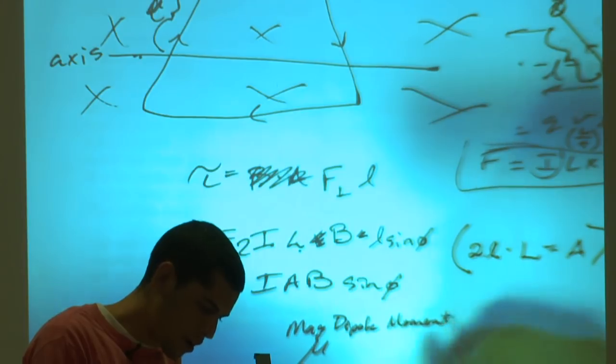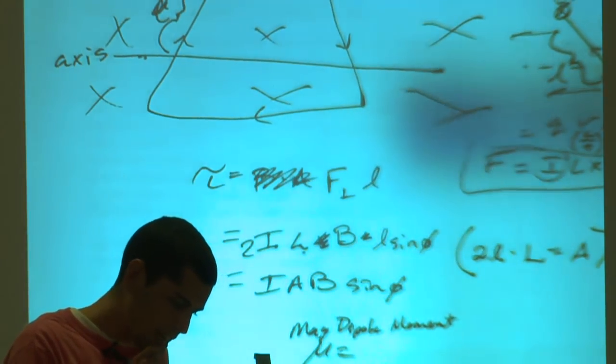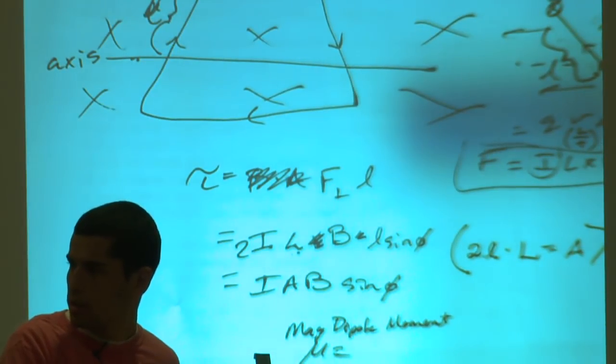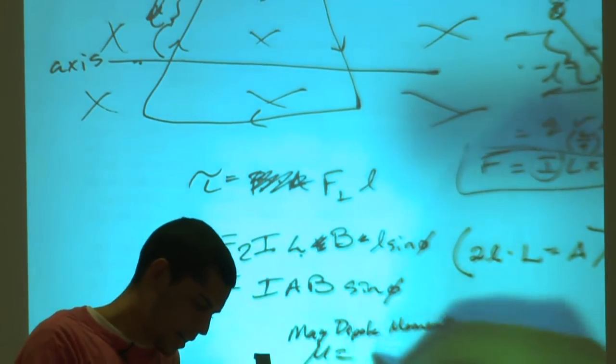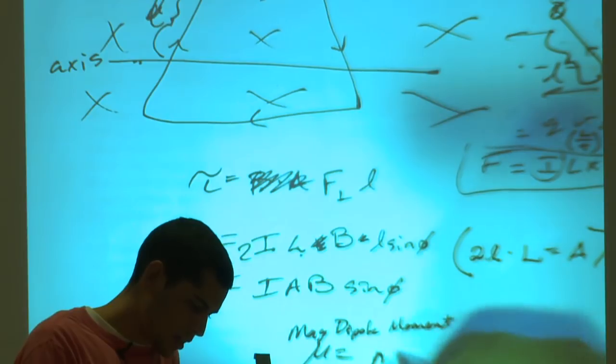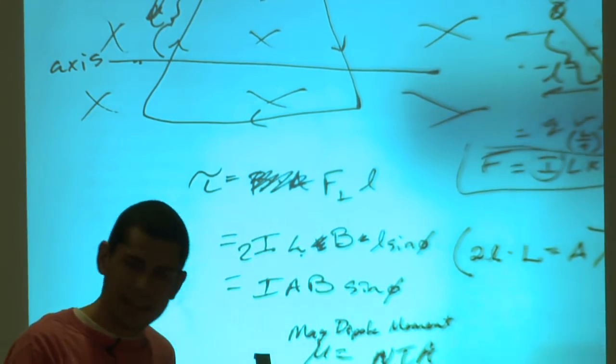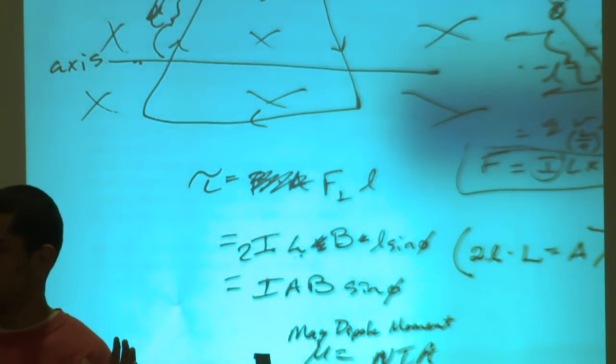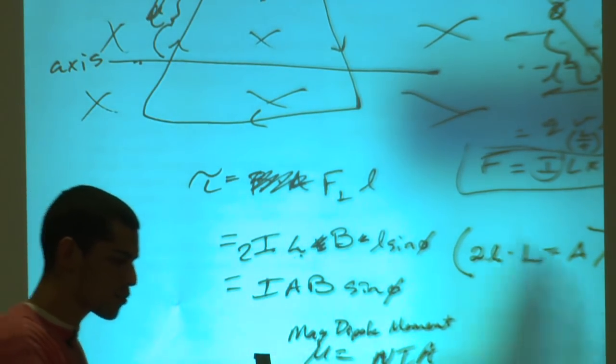Okay, and we define magnetic dipole moment as NIA, right? Oh yeah, NIA. So what's this N here? Why do we have magnetic dipole moment as NIA? Number of turns. So this is just for one loop.